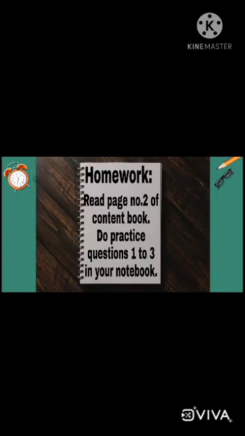Now kids, it's time for your homework. Read page number 2 of the content book and do practice questions 1 to 3 in your notebook.